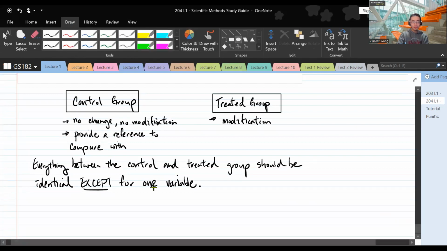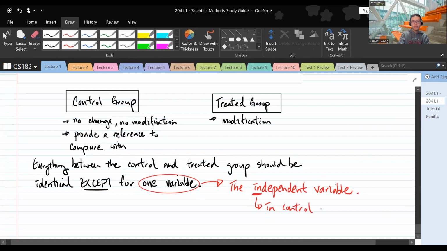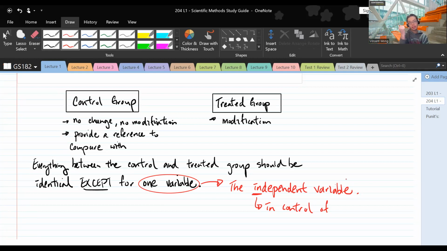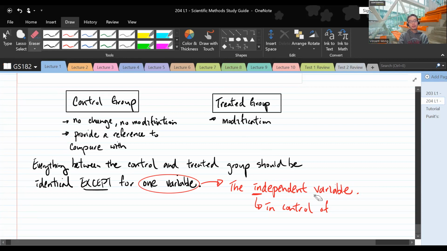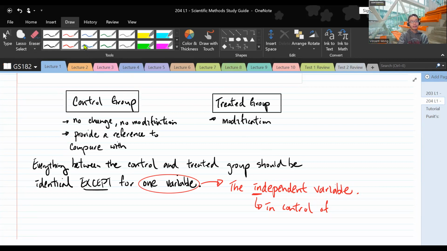That one variable that is different is called the independent variable. To remember it, independent is the one that you are in control of. That's the one that you deliberately change between the control group and the treated group. You manipulate it, you modify it on purpose. That's the independent variable. Everything else is going to be kept the same except for the independent variable.